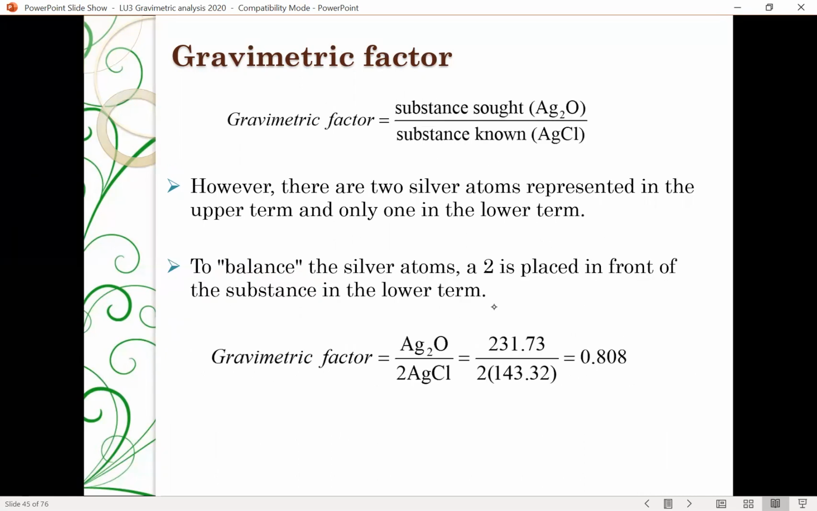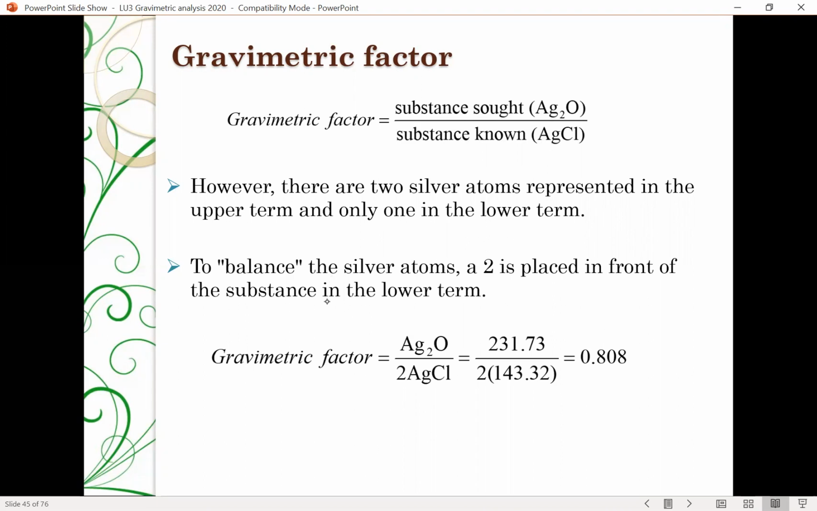Okay, what do we mean here by balance? When we look at this second example, we still are using the gravimetric factor, which is substance sought divided by substance known. So in this case, the substance sought is Ag2O and the substance known is AgCl. We can see that we have one Ag in the substance known, but we have two Ag in the substance sought. So these are called imbalanced for the gravimetric factor calculation.